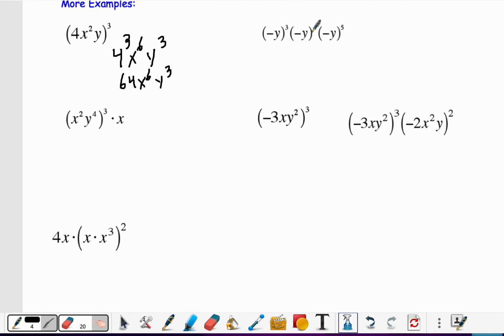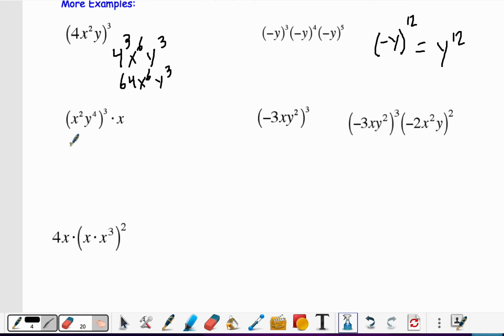Negative y cubed times negative y to the 4th times negative y to the 5th is going to be negative y to all of the stuff added together. So that would be 12. That just simplifies to y to the 12th. If you have a negative raised to an even power, you can basically just dump the negative.